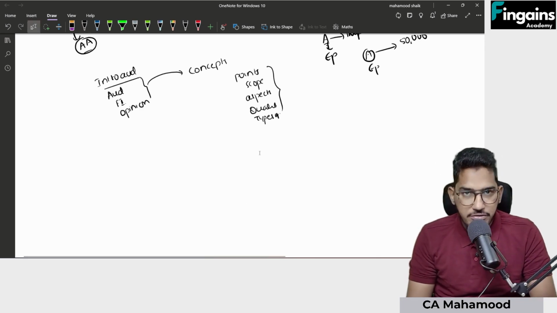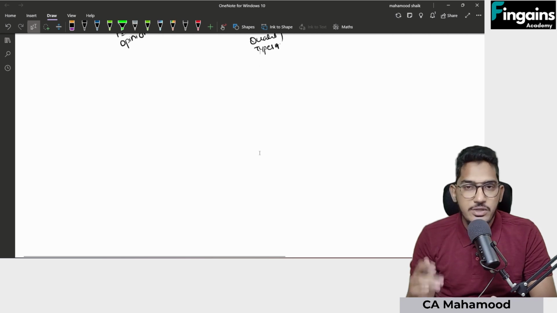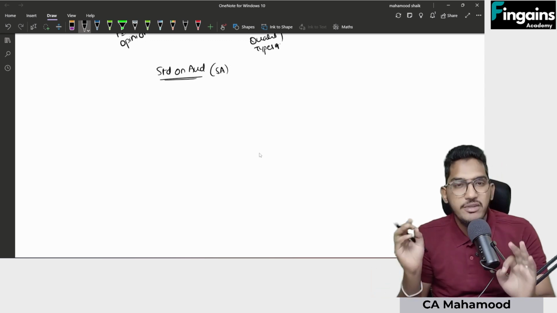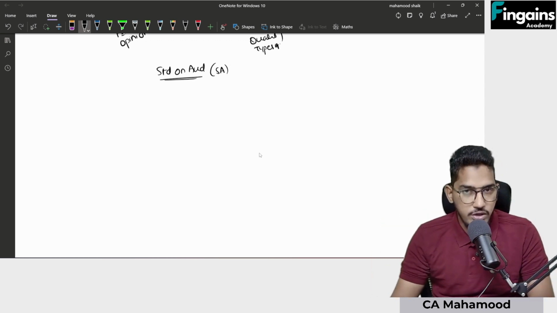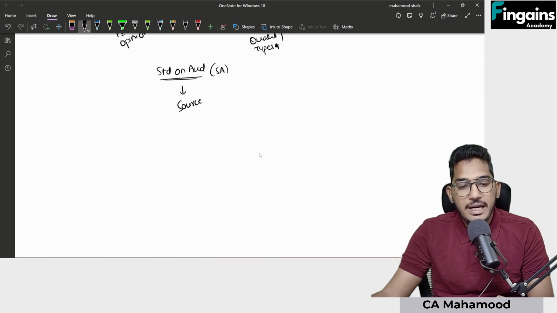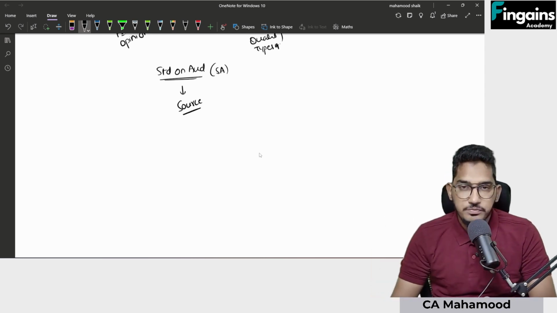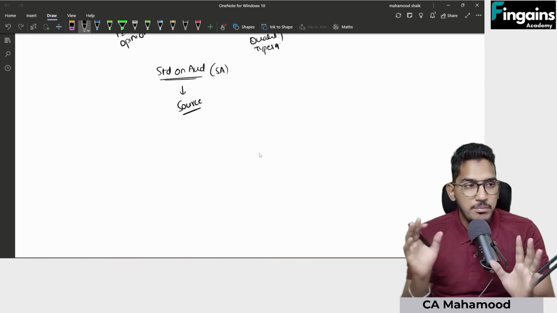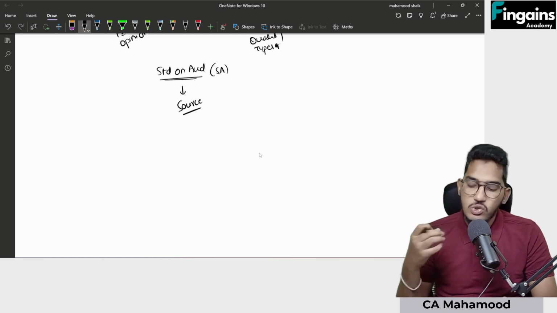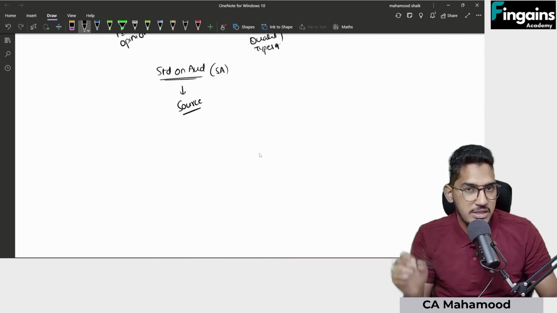But before we take up any further discussion, before we start understanding the basic concepts of audit, I want to introduce you to a concept called Standards on Audit, or Standards of Audit, also you can say SAS. I want to introduce you to this concept. Now what are the Standards on Audit? Standards on Audit are actually the source from which our entire subject has been taken. They are nothing but a combined, single source from which all our content has been taken. So the source for our entire syllabus is nothing but Standards on Audit.